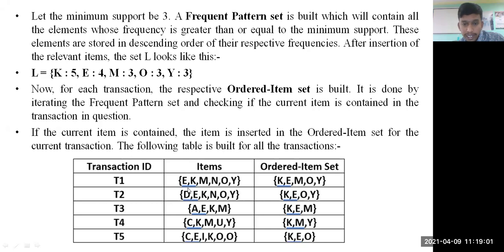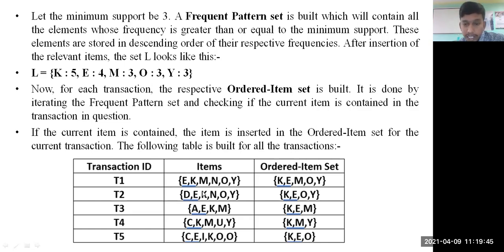In the original transaction 1, we have the values E, K, M, N, O, Y. But in the ordered set, I look into this L data set, and whichever values are available as per this order, I will only keep them. Here you can see I'm not keeping E as the first element. I'm keeping K first, because the ordered item set follows descending order. So K is kept first, next E, next M, and N is not considered because N is not available in this L subset. N is not meeting the minimum support threshold value, so it is discarded.